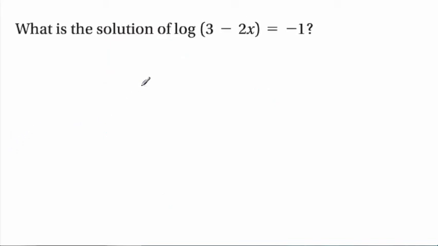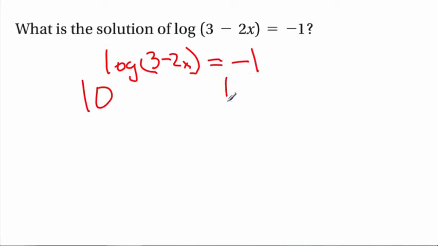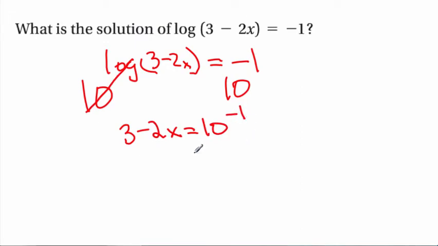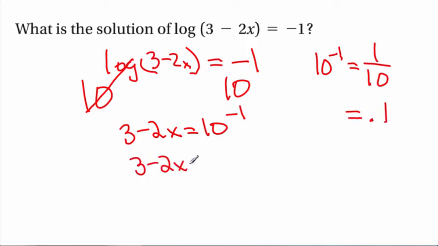Let's look at another example. Solve the log of 3 minus 2x equals negative 1. So these are going to become exponents. I'm going to show you kind of a shortcut that I used to do in high school. I used to just write my 10 here and my 10 here. So this 10 canceled that log, and I would have 3 minus 2x equals 10 to the negative 1. 10 to the negative 1 is really 1 over 10, so I can get rid of that negative exponent, and 1 over 10 is 0.1. So I'm going to do 3 minus 2x equals 0.1.